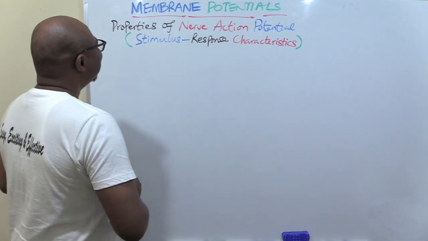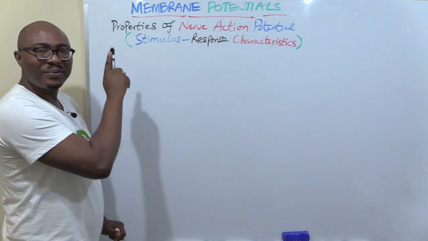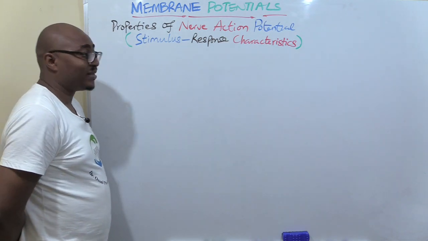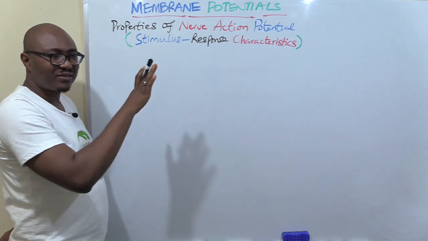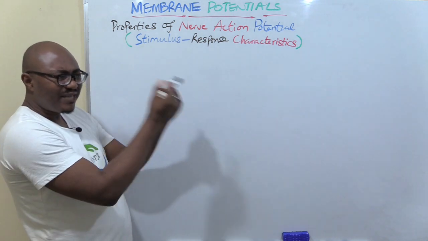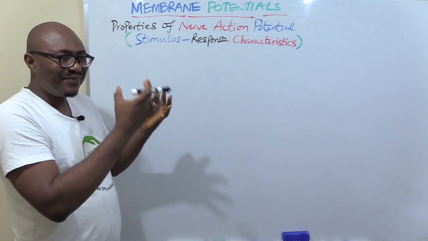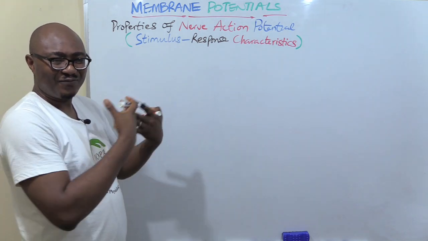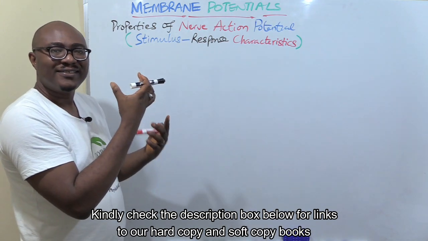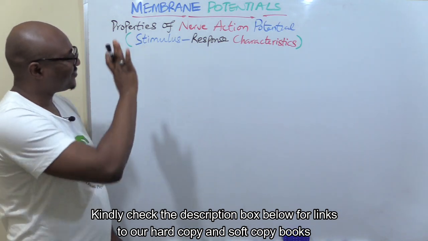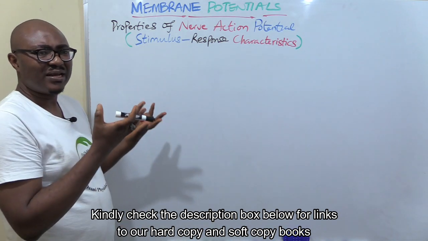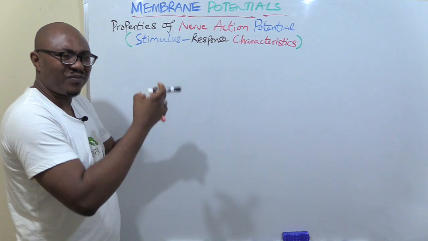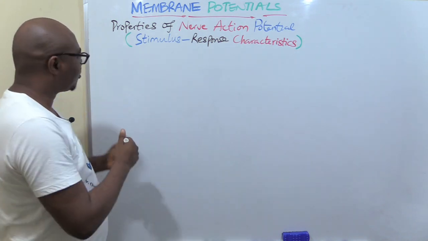Now let's get started. Today we're going to be dealing with the properties of the nerve action potential. It's also referred to as stimulus response characteristics. In other words, for a given action potential, what are the different ways in which different kinds of stimuli influence its behavior? That's what this is talking about. What are those characteristics of an action potential that you need to know about? So let's just go straight into it.